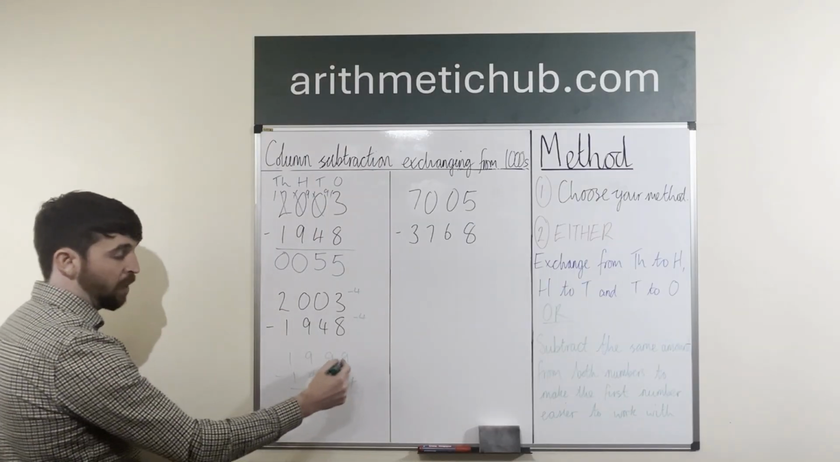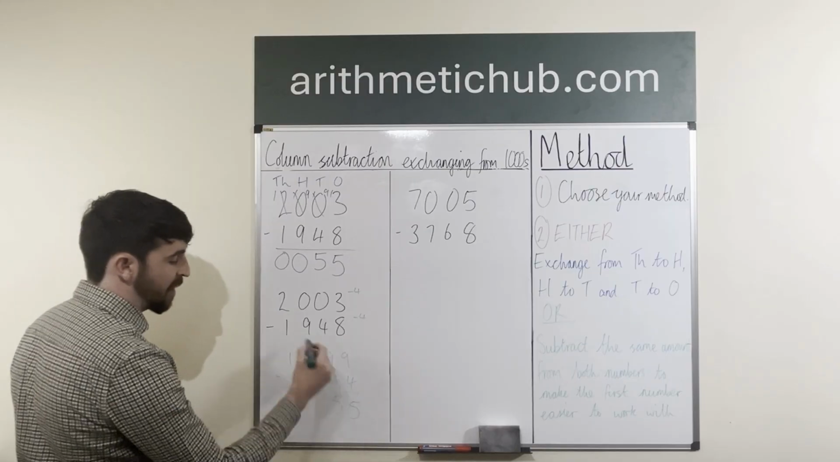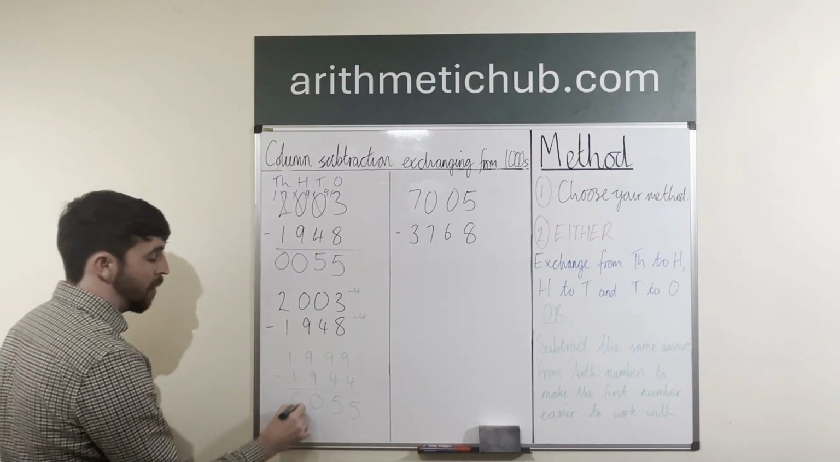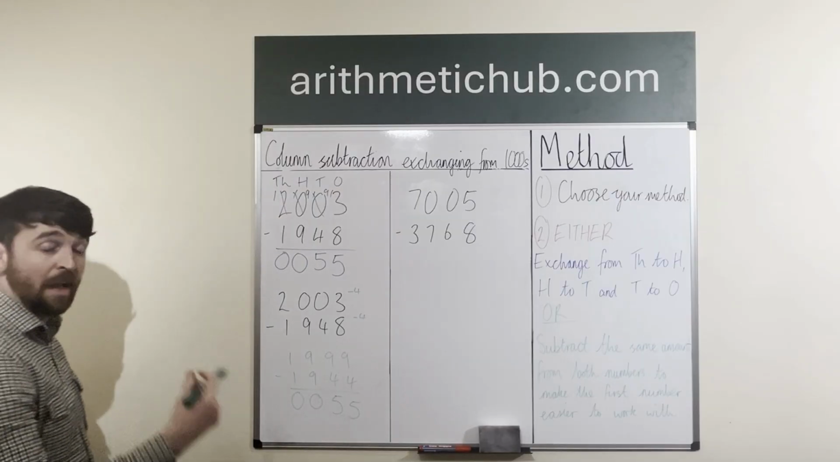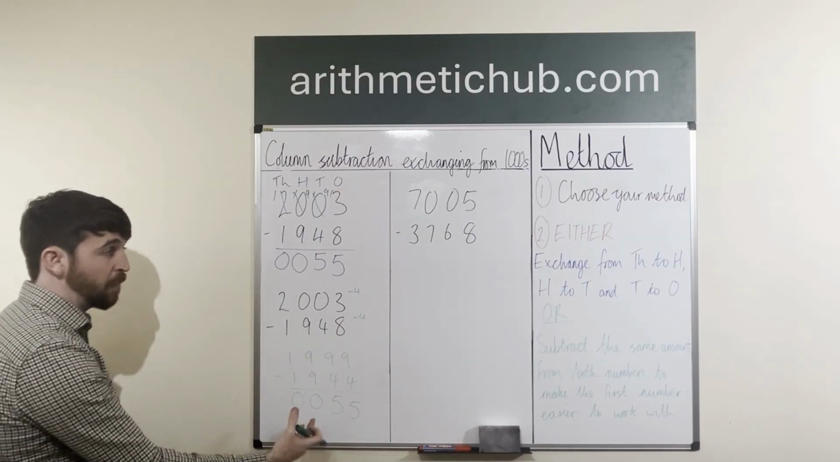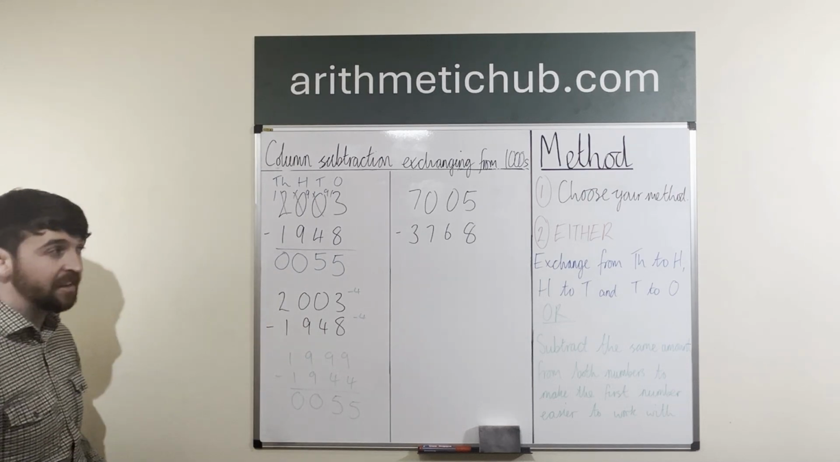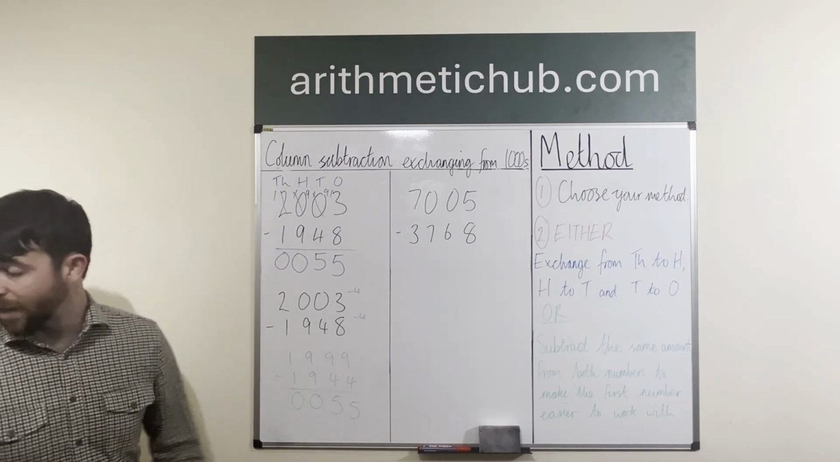We've taken 4 away so that it becomes 1999, and now there's no exchanging to do. So now I can do 9 take away 4 is going to give me 5, 9 take away 4 is going to give me 5, 9 take away 9 is 0, and 1 take away 1 is 0. And some people might find that an awful lot easier to do. I certainly prefer to do it that way, but it's completely up to you, because you'll notice the answer is still the same, and the answer is still correct for both.